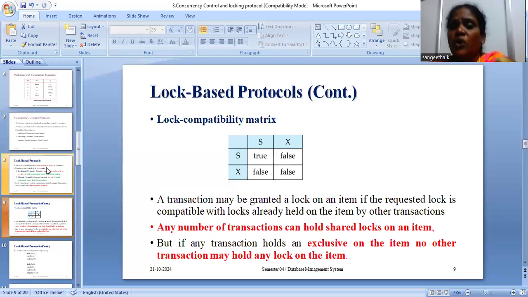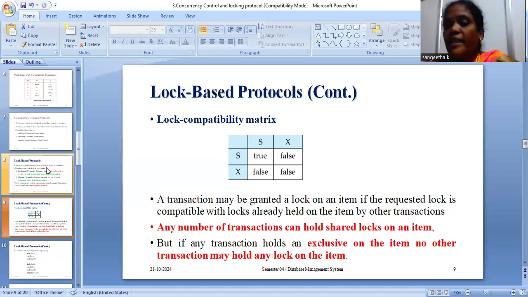The lock-based protocol first checks with the lock control manager, checks the compatibility matrix, and only then grants the lock. If both transactions are requesting to read, there is no issue and the lock will be granted immediately. If one transaction is writing and another is requesting to read, there will be a problem, so it will not grant the lock. Likewise, if one transaction is reading and another wants to write, that is also not possible. If both transactions want to write, that is also not possible. So based on the compatibility matrix only, the concurrency control manager issues the lock.